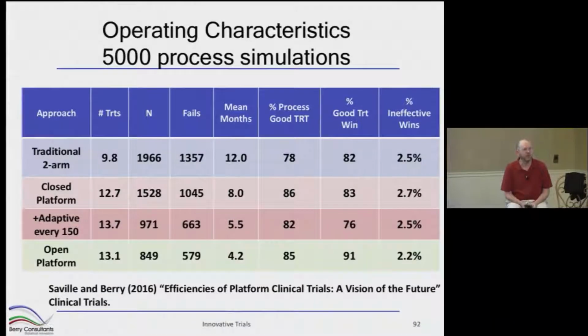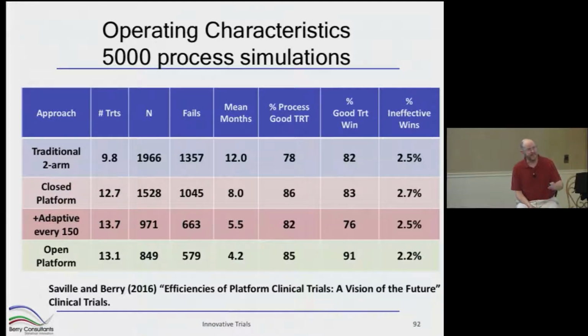All right, let's see. Okay, so this open platform. Again, you can think of the adaptive plus every 50. This was essentially the 5 at a time, but then we waited for the trial to finish. This is when we invest the resources forward. So now you can see we're down to 849 subjects.